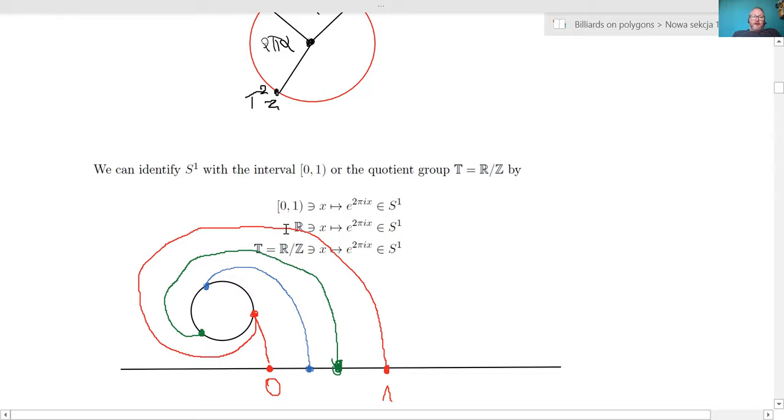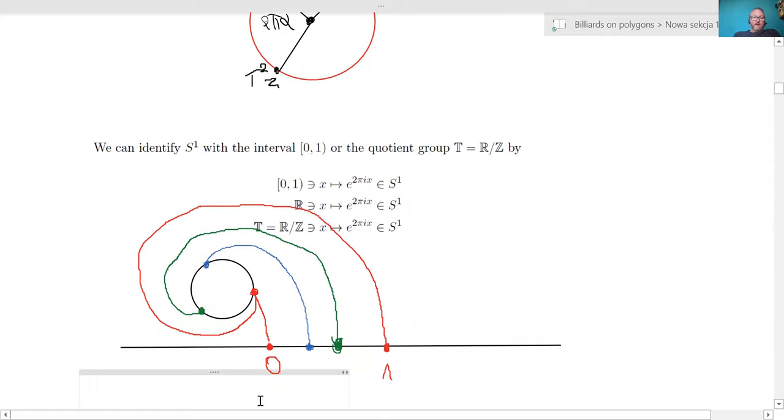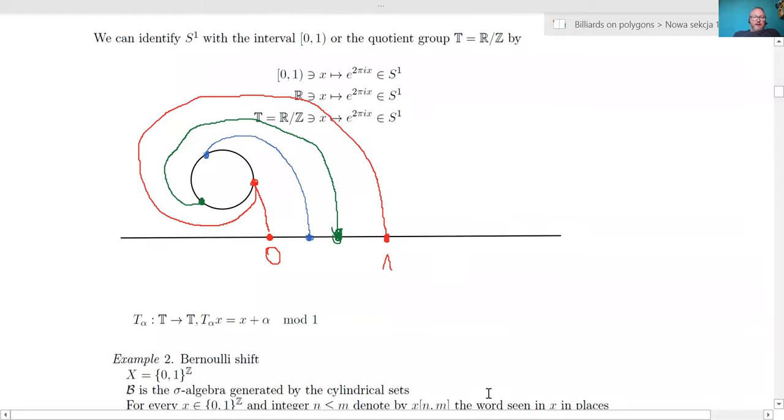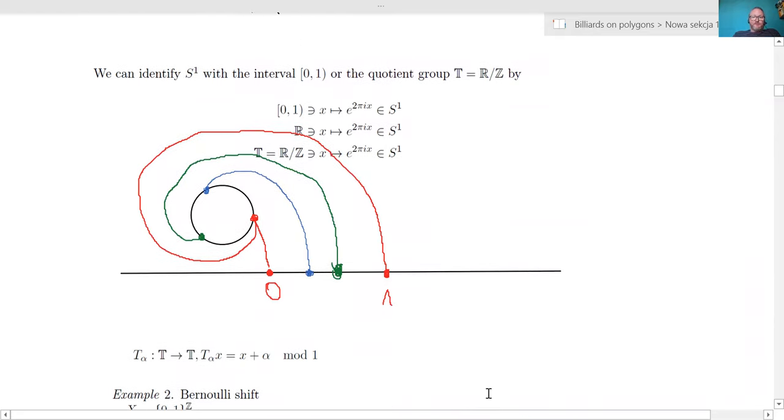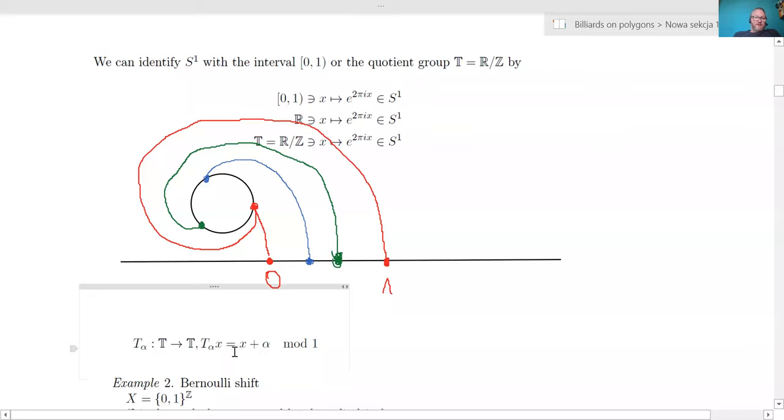On the other hand, we can consider the same map on the full real line. And this map is one-periodic, which means that it's constant on every equivalence class in this group. Okay, so you have a picture which describes this identification, which you probably know very well. Passing to this additive language, our rotation is now given by the translation by alpha on the interval, or on this group modulo 1, or modulo Z, whatever.